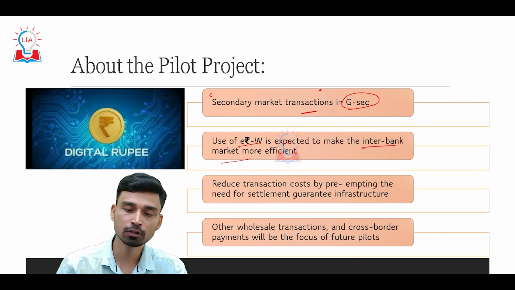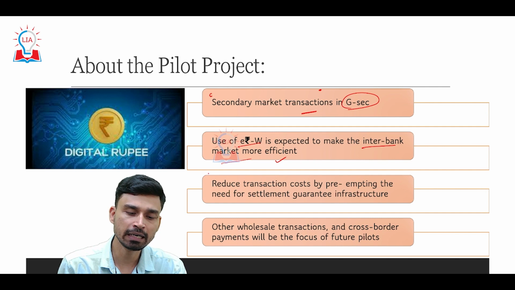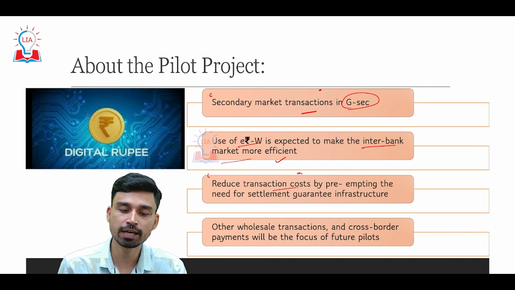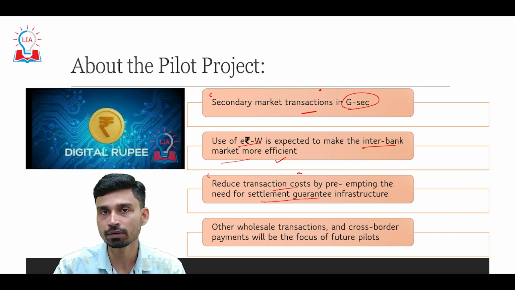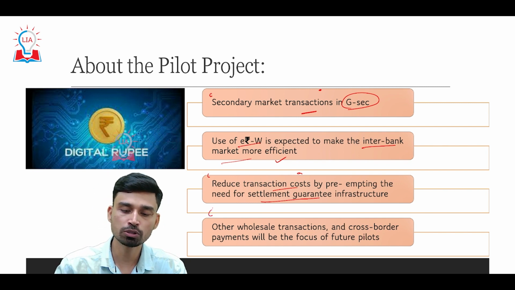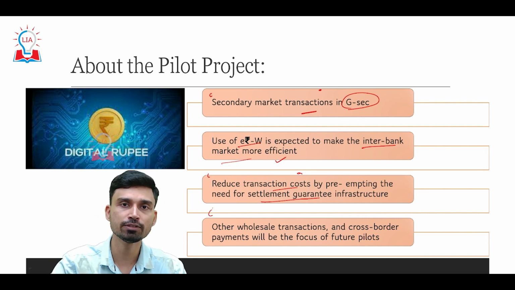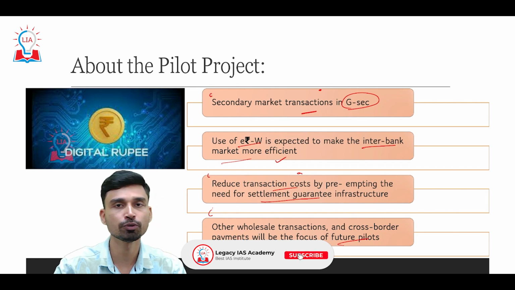Not only will it make interbank market transfers more efficient, but it is also believed by RBI that it will reduce transaction costs because it will preempt the need for the settlement guarantee infrastructure that has to be put into place. Not only that, in the coming times, other wholesale transactions and even cross-border transactions, that is transactions between different countries, will be the focus of future pilot projects.